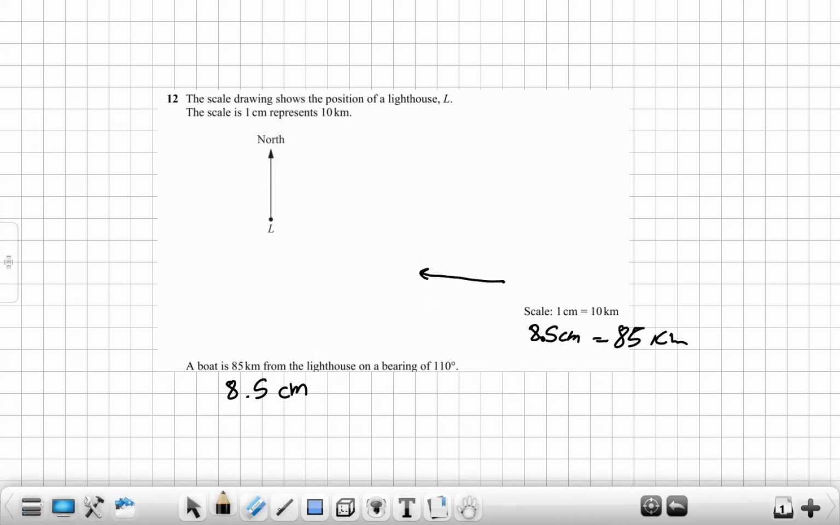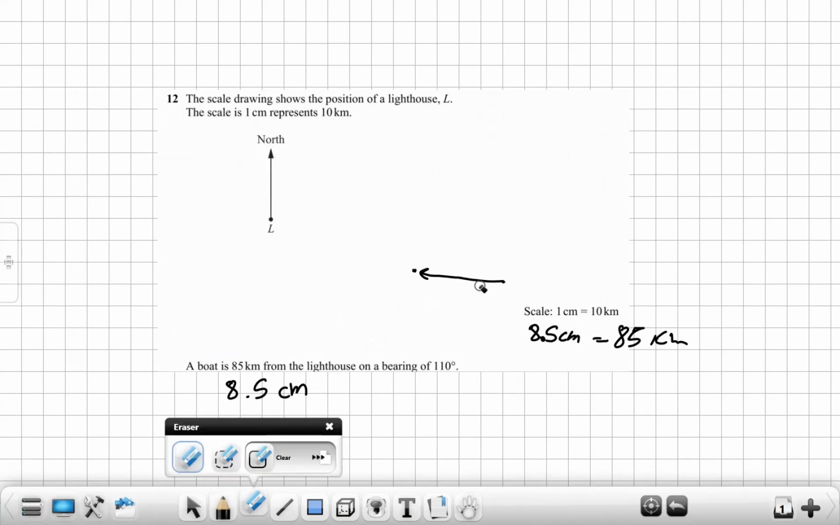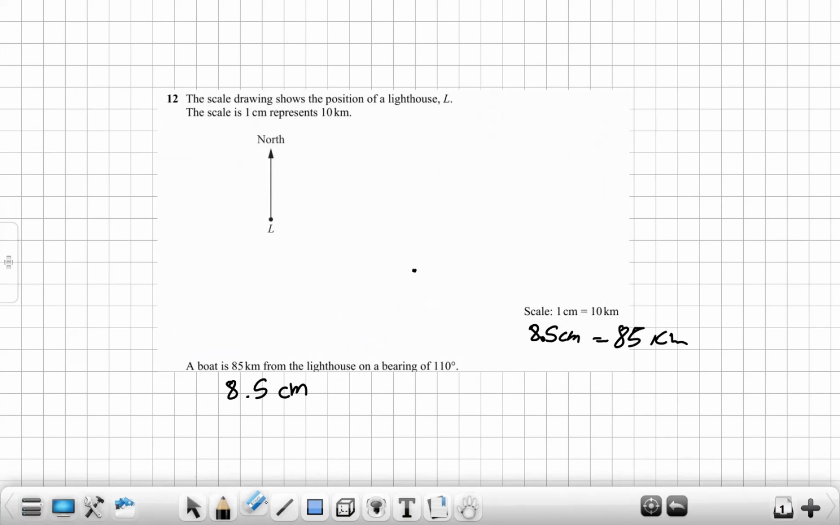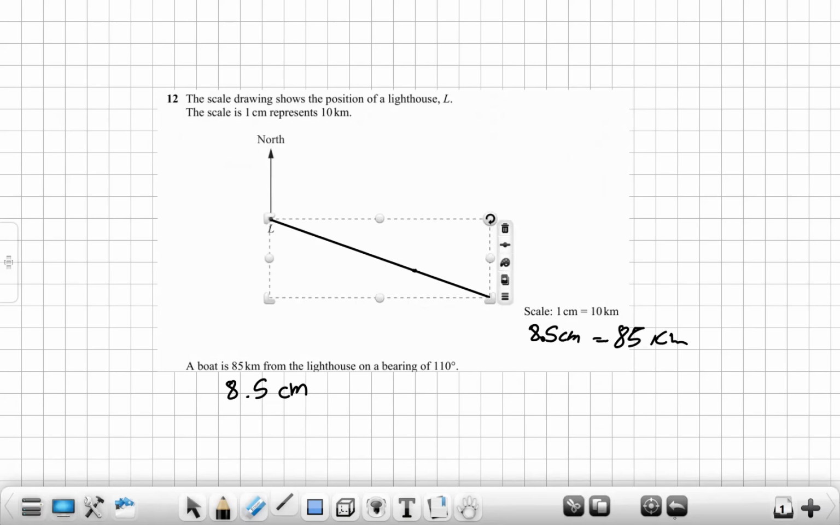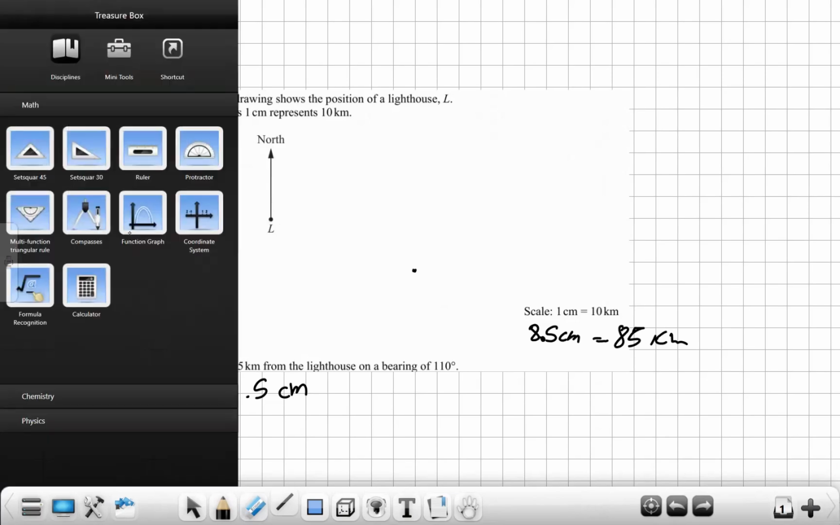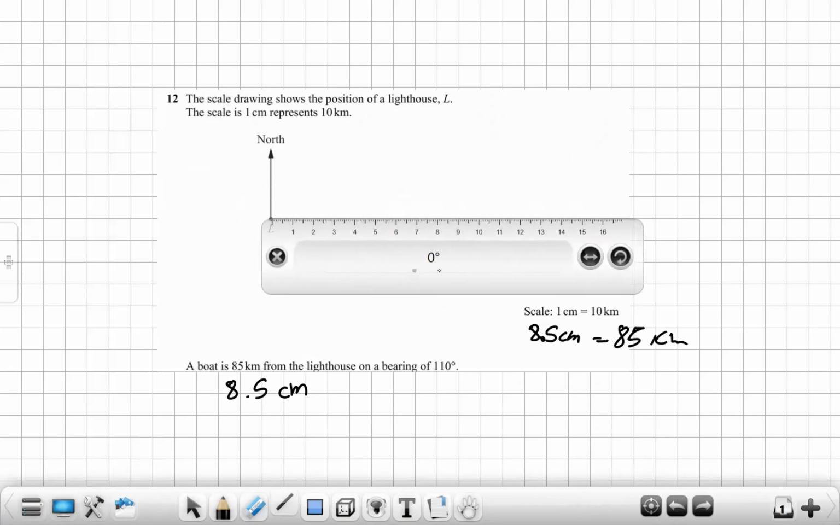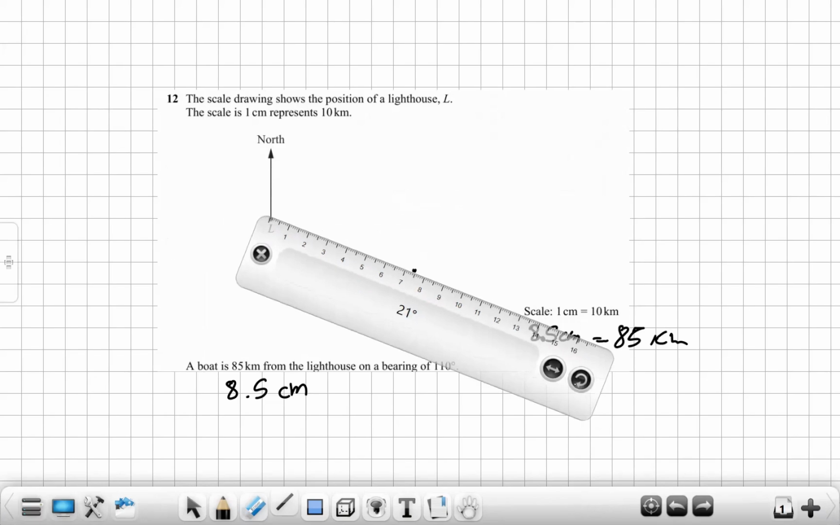You don't need to draw the arrow. I just drew it for a technical reason because I cannot plot using the protractor. So here, you just go this way, this direction. And then if you leave it this way, you're going to be wrong. Why, mister? Because you don't know if this is 8.5 centimeters or not. Then you must use the ruler within this direction for 8.5 centimeters. Here you go. 8.5 centimeters.